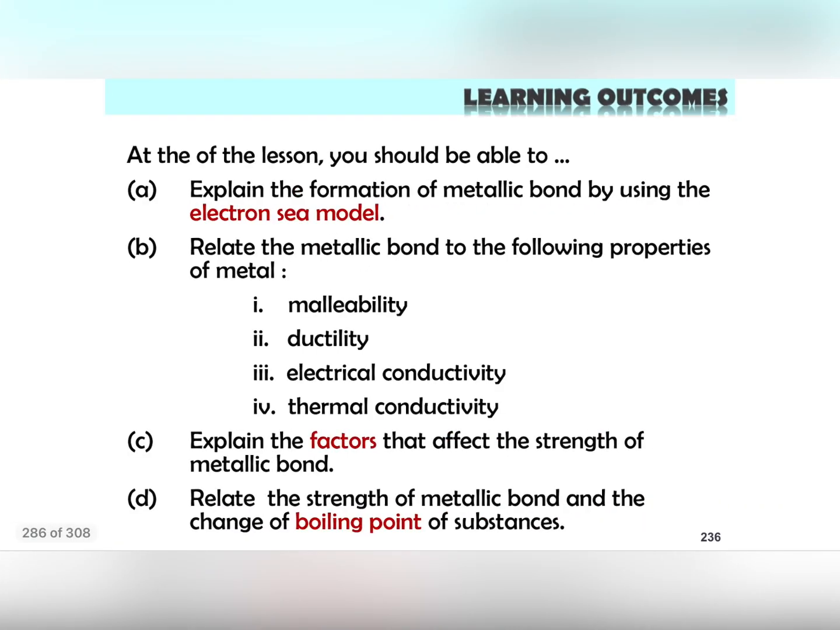And here are the learning outcomes for this video. At the end of this lesson, you should be able to explain the formation of metallic bond by using the electron sea model, and then relate the metallic bond to the following properties of metal such as malleability, ductility, electrical conductivity, and also thermal conductivity. Next, explain the factors that affect the strength of metallic bond and relate the strength of metallic bond and the change of boiling point of substances.